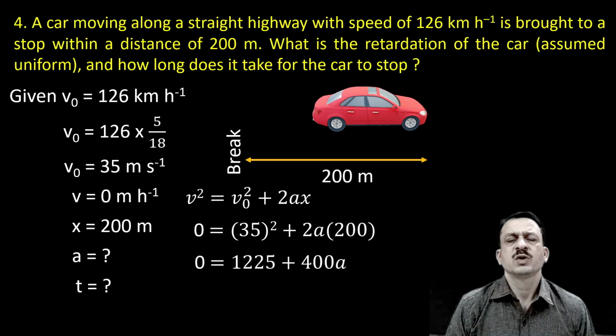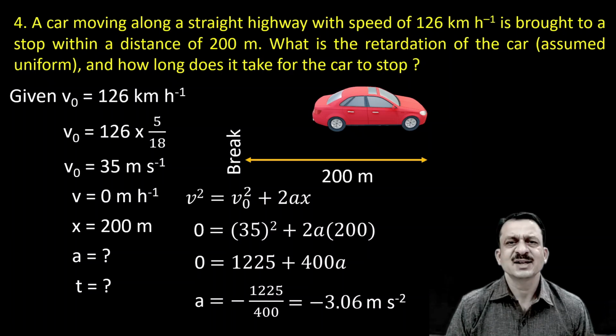So 35 square is 1225, plus 2 into 200 is 400 into a. So therefore minus 400 into a is equal to 1225, or a is equal to minus 1225 divided by 400. Now if you calculate with the help of a calculator, you will get minus 3.06 meter per second square.